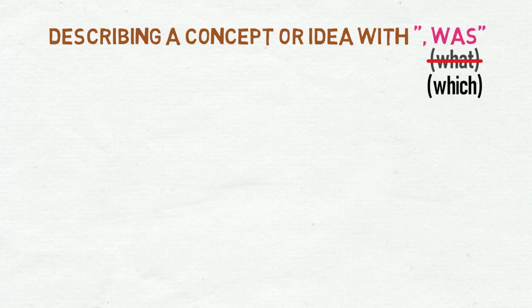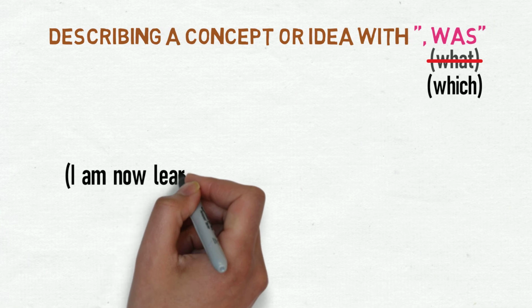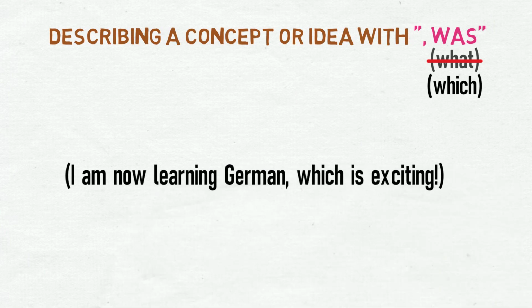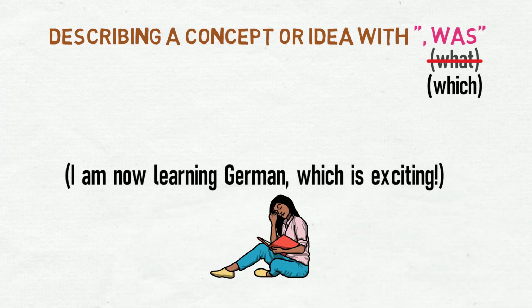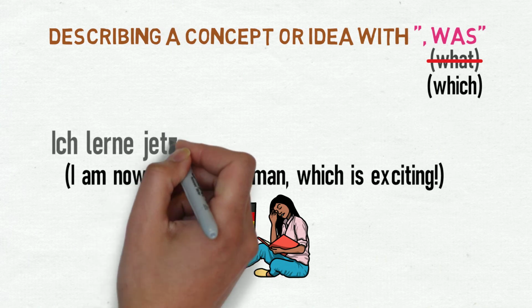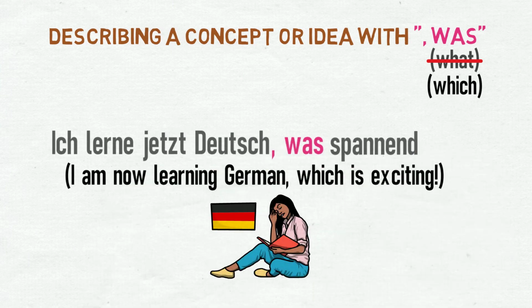Let's look at an example. I'm now learning German, which is exciting. Here, it's not German which is exciting, but the fact that this person has decided to learn it. In German, this would be Ich lerne jetzt Deutsch, was spannend ist.